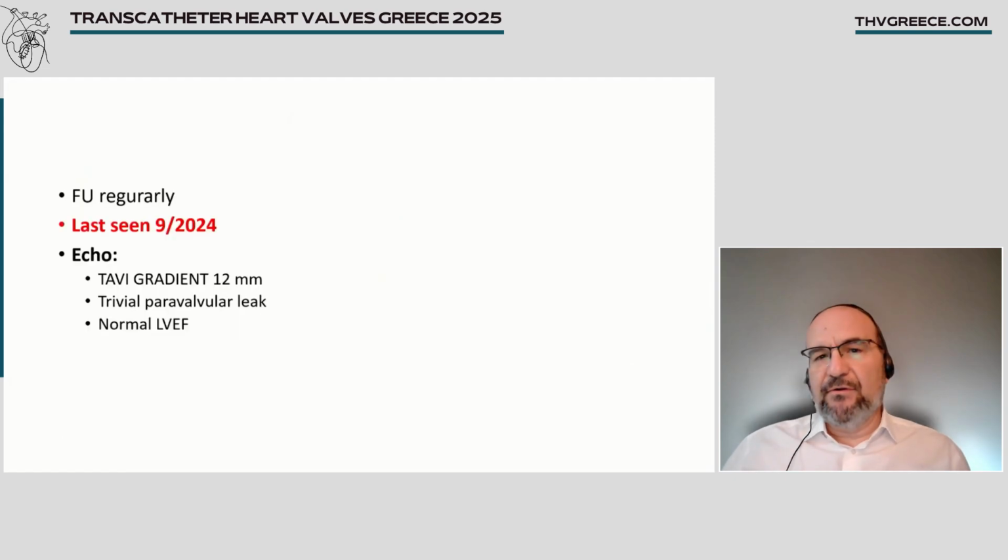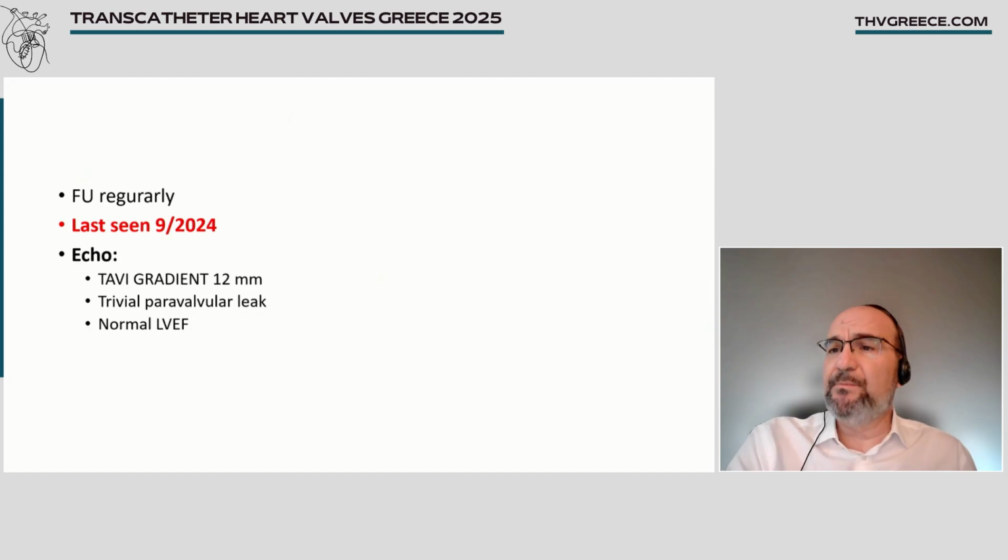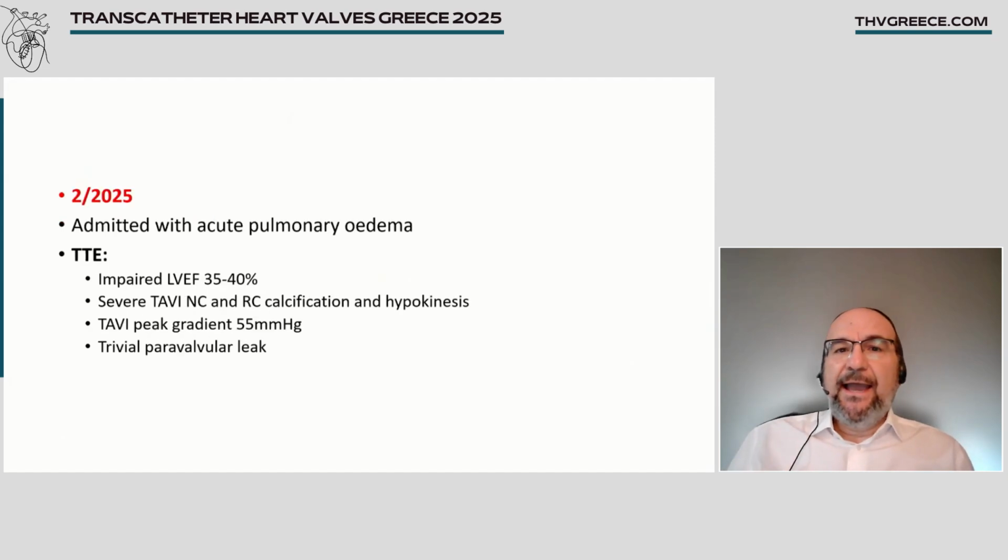She had regular follow-up, and she was last seen by me back in September 2024. She had a TAVI gradient of 12, a trivial paravalvular leak, normal ejection fraction. She was doing pretty well. And in February 2025, she was admitted with acute pulmonary edema. And we did perform a transthoracic echocardiogram, which showed an impaired LV with ejection fraction of about 35 to 40%.